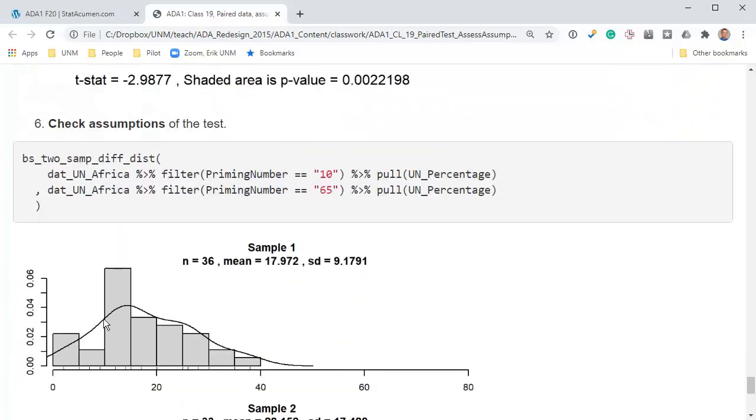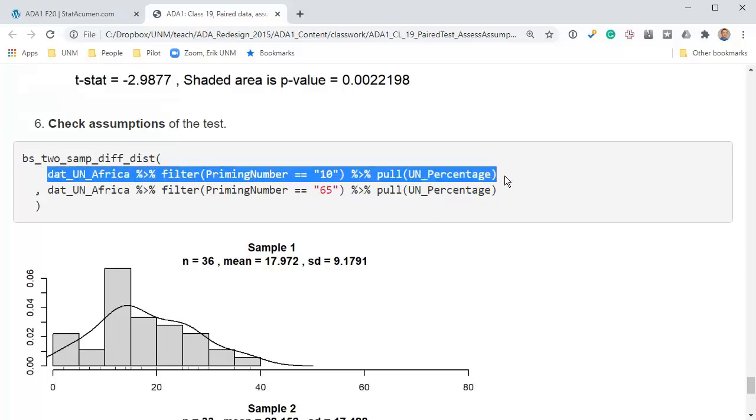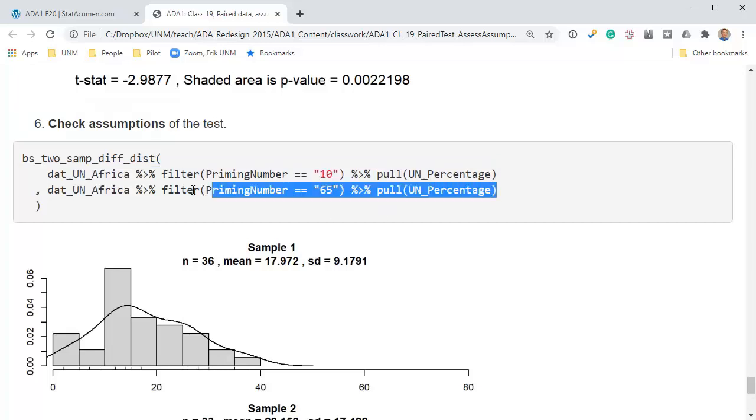And now I've got this other function. It's very similar. The only real difference is that we've got the bootstrap for a two sample, and we're looking at the difference of those samples. And we want the distribution of those means. So now we've got two inputs: the UN percentages for priming number 10, and the UN percentages for priming number 65.